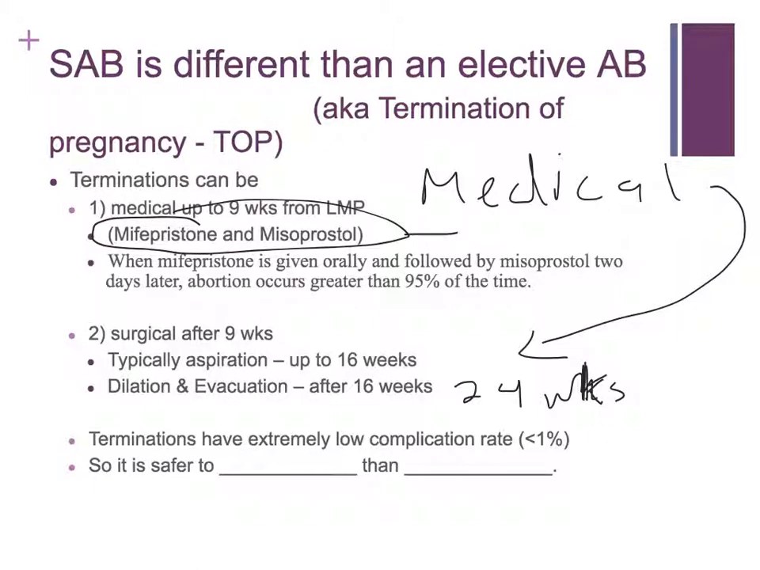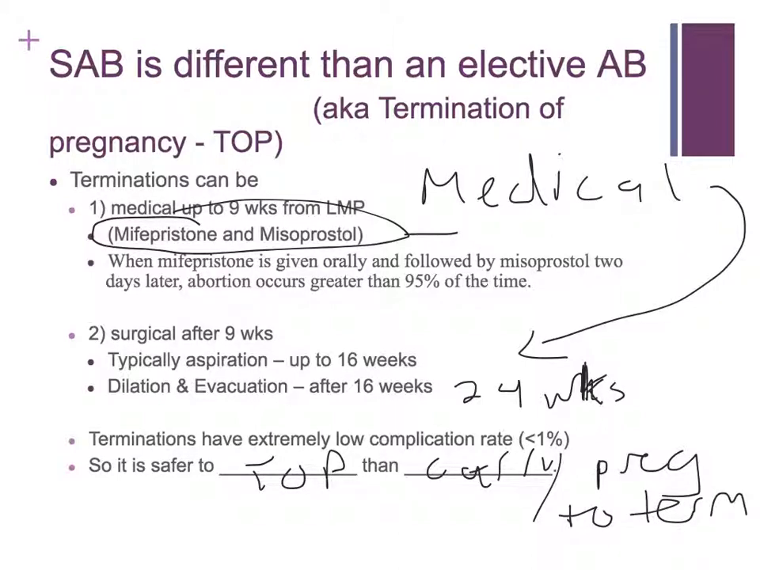So an interesting fact, it is safer to have a termination of pregnancy than to carry a pregnancy to term. I know that sounds really strange. However, we are at risk for clotting. We are at risk for other complications when we carry our pregnancy to full term that don't occur during a termination. So I will say that for a woman that has severe medical issues, cardiac disease, things where it wouldn't be safe for her to be pregnant, it is safer for her to terminate early on in her pregnancy.